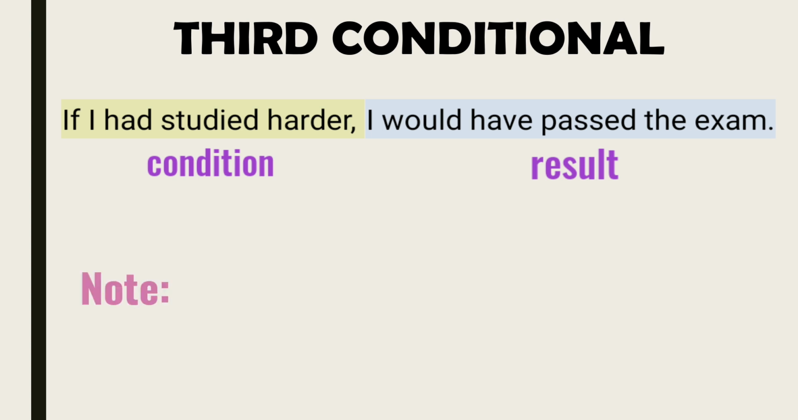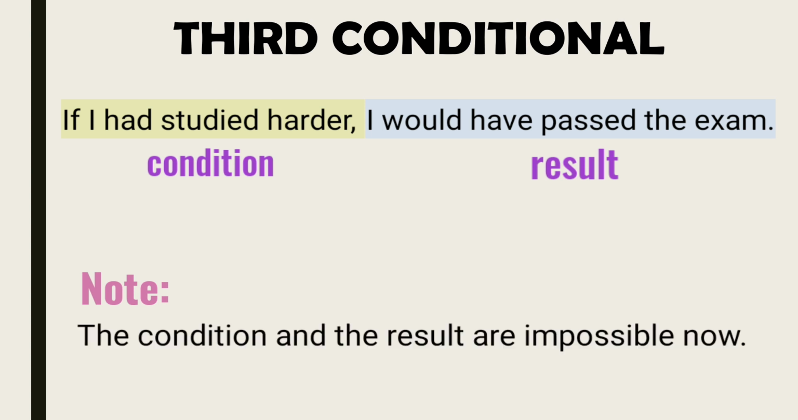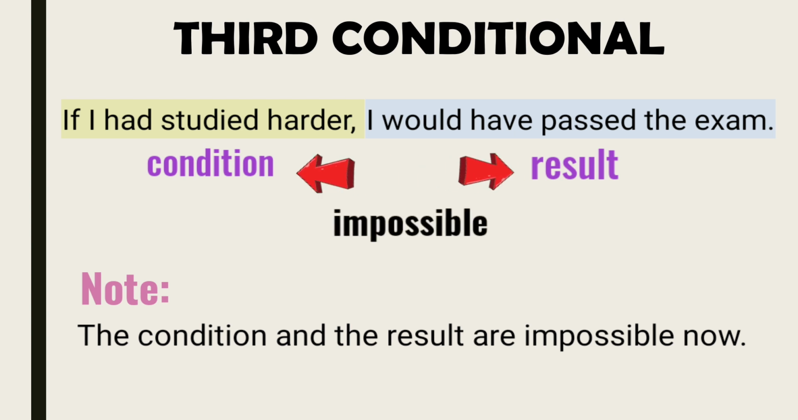The important thing to remember about the third conditional is that both the condition and the result are impossible now, simply because the condition is in the past and it did not happen. Hence, third conditional is mostly used to express regrets.